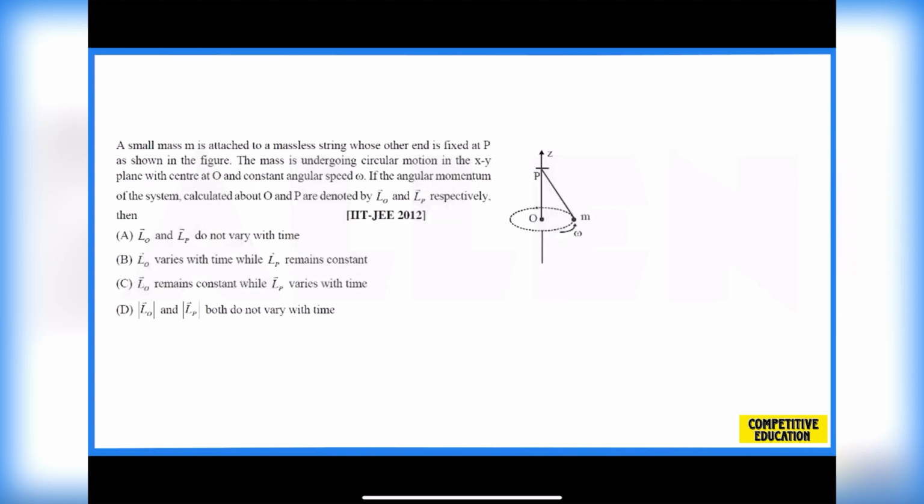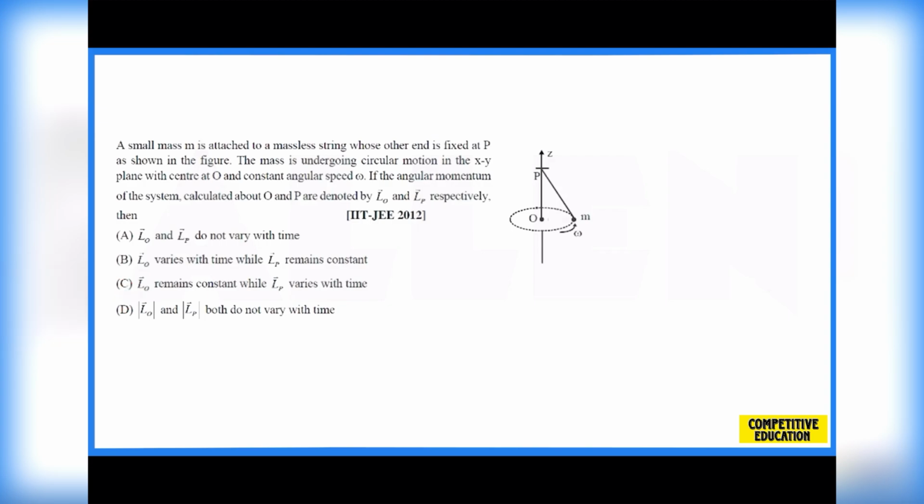In this question there is a small mass, of mass small m, and it is tied to a string. The other end of this string is fixed at this point P. This mass is performing a circular motion with a constant angular velocity omega about this point O, which is the center of this circle. The angular momentum about P is given as L_P vector and the angular momentum about O is given as L_O vector. Then we have to comment on these two vectors.